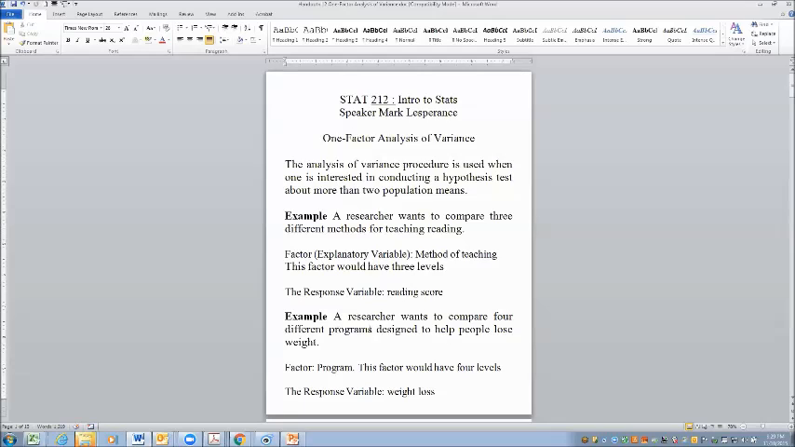Another example would be measuring the effectiveness of weight loss programs. Maybe there are 4 different weight loss programs I'm interested in studying. I can place my participants randomly into each of the 4 groups. I can then look at the average weight loss that they have and compare the average weight losses between each group.